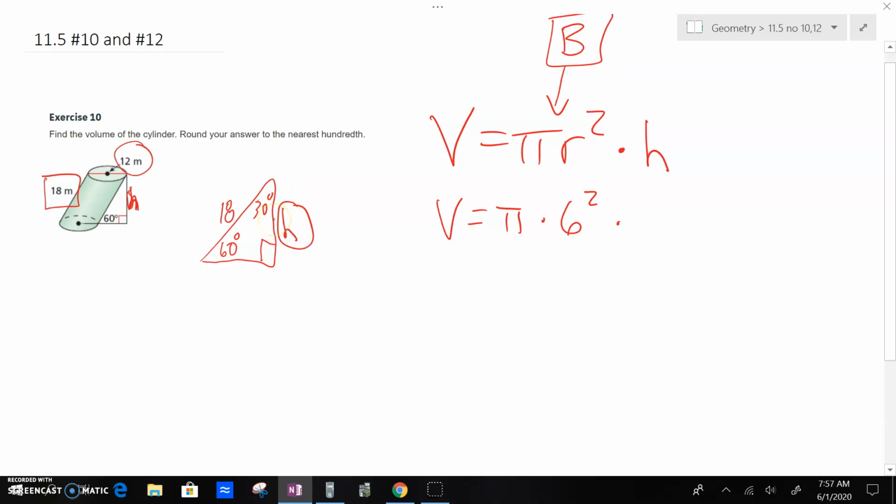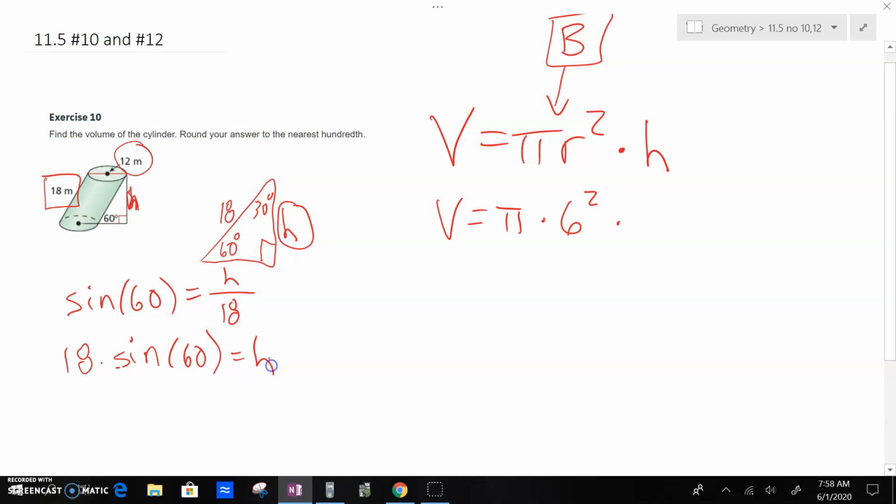You can either use a trig ratio or you could use special right triangles. The quicker way is if you can remember the shortcuts on a 30, 60, 90 that get you from a hypotenuse to the other side. And if you can't remember it, then use a trig relationship. I always go back to those basic trig relationships. I would use sine here. So I'd say sine of 60 is opposite h over hypotenuse 18. And then I would multiply both sides by 18. So 18 times the sine of 60.